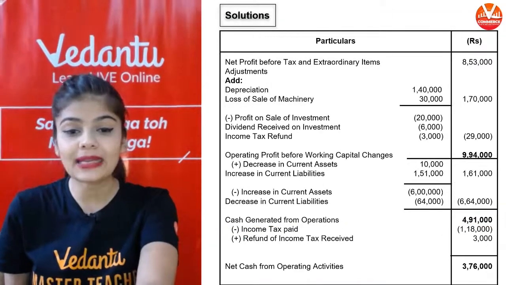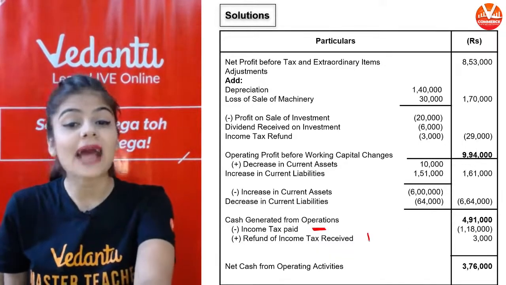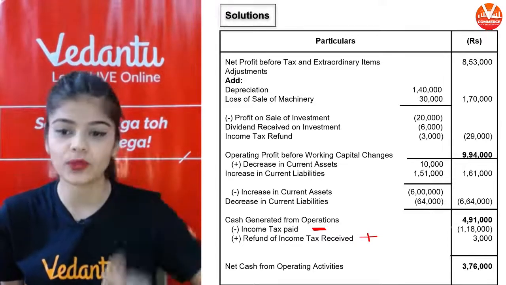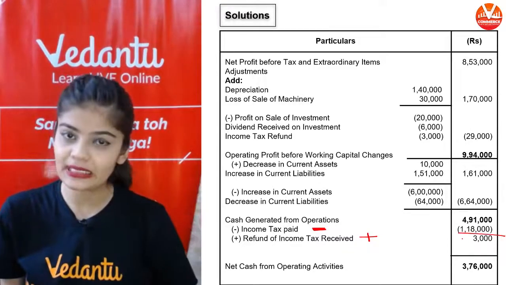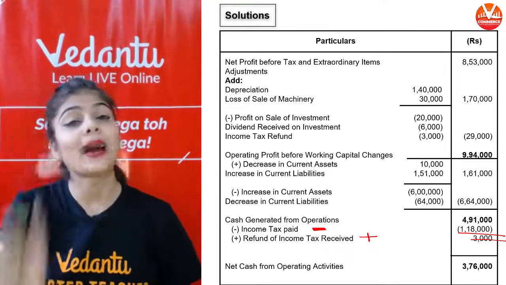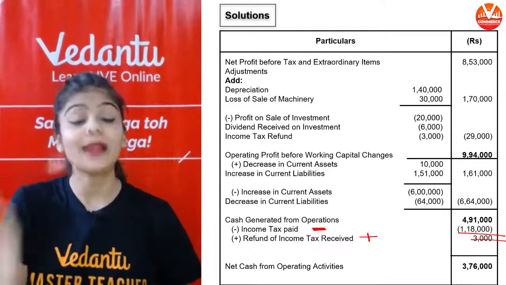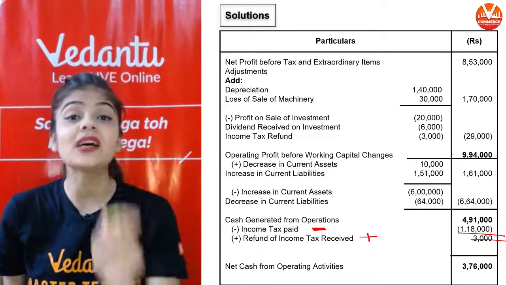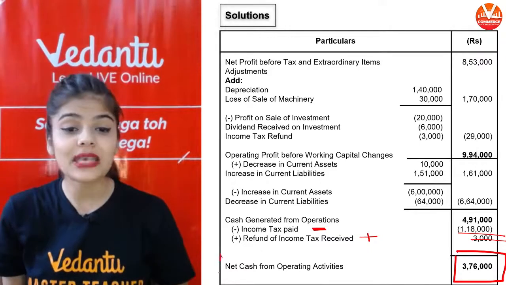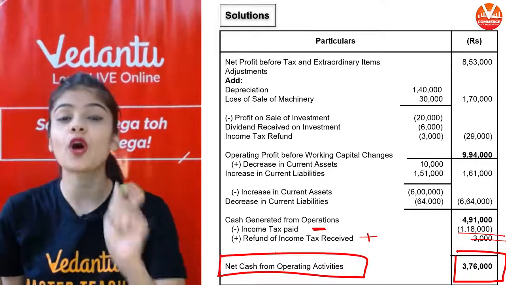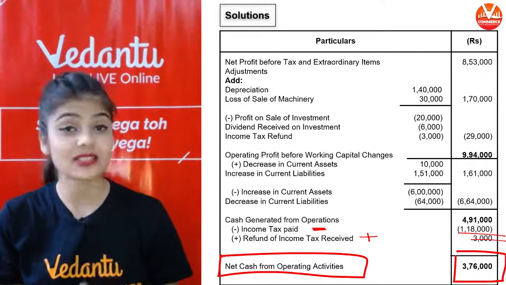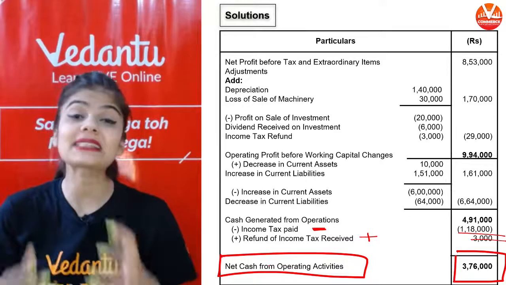We are subtracting income tax paid and we are adding a refund of income tax so that we get the net amount. So subtract 1,18,000 and add 3,000. So 4,91,000 minus 1,18,000 plus 3,000. Your answer is 3,76,000. This is your net cash flow from operating activity. So this is your answer, and this was for 6 marks.